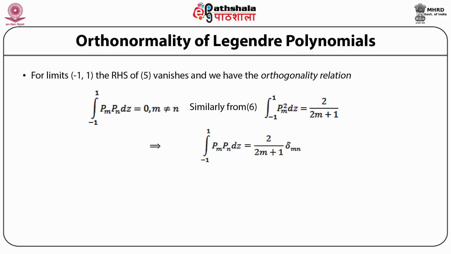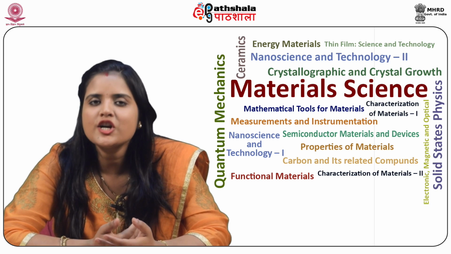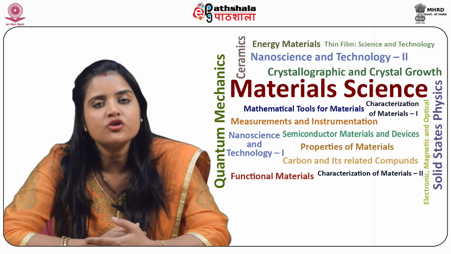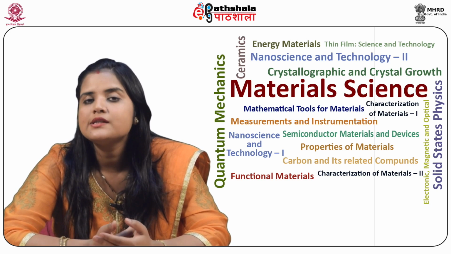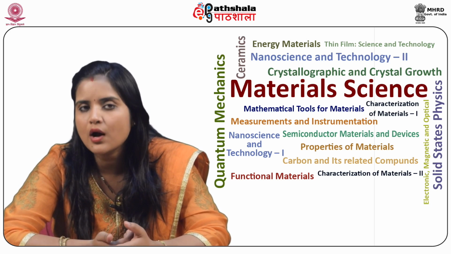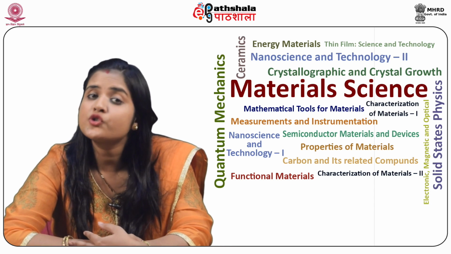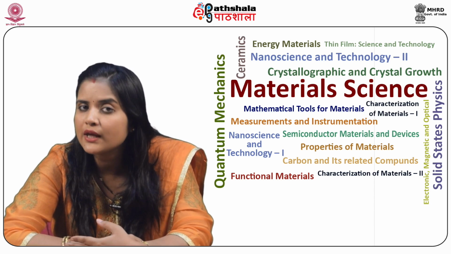The two relations can be written together by introducing the Kronecker delta function, represented as the definite integral over z going from the limits minus 1 to 1 over the term pm pn is equal to 2 by 2m plus 1 into delta mn. Legendre polynomials form an orthonormal set over the interval z lying between minus 1 to 1. This was the reason for choosing the specific value for a.